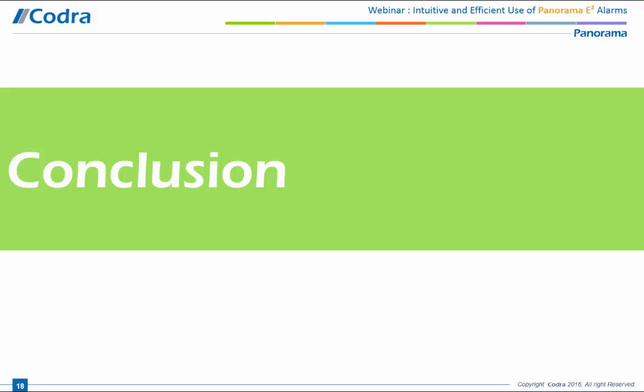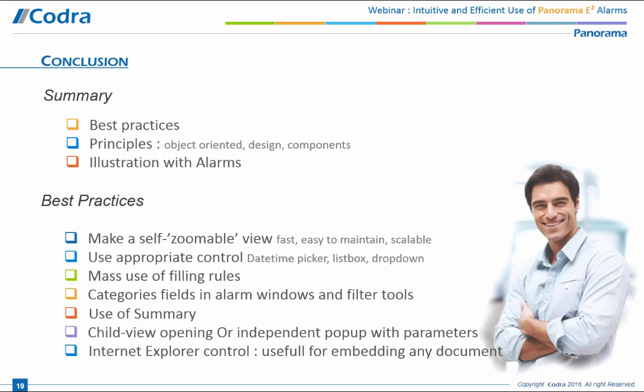So as a conclusion, we just presented some capabilities of our Panorama E² software. Here are the summary and the best practices we showed you. We just introduced some object-oriented principles used in Panorama software. Object-oriented programming facilitates the development of components and applications, and of course their maintenance. This object-oriented method was illustrated through our alarms and alarm windows management. We also presented some best practices about building behaviors inside your applications.